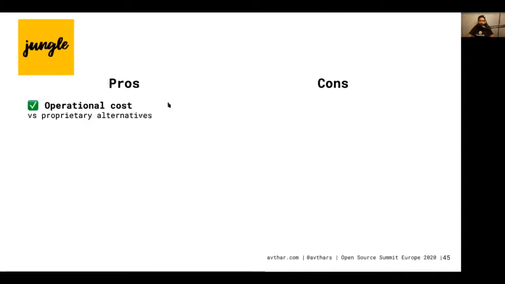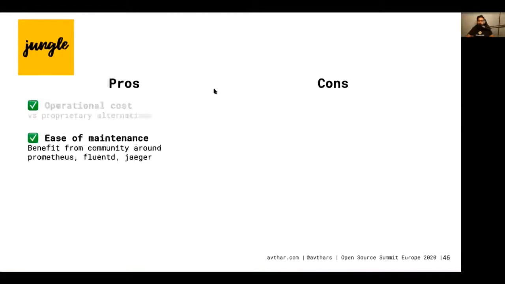The first pro has been the operational costs. They found it is just much more cost effective compared to paid alternatives. The second one has been the ease of maintenance. This is something that you might not often hear from open source projects, but this is mostly around the great community around the core projects like Prometheus and FluentD and Jaeger. That's made it easy for them to get updates and new features, and they've really enjoyed that.